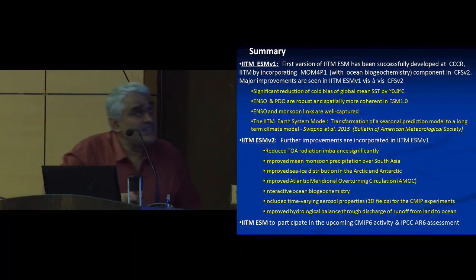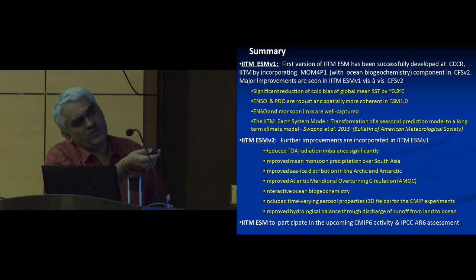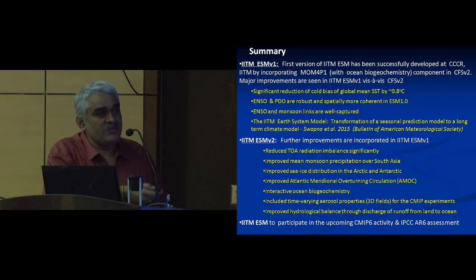So in summary, what I want to say is the first version of the IITM ESM2 was developed at the Center for Climate Change Research in IITM by incorporating the MOM4P1 with biogeochemistry. After that, some of the improvements that we saw were the reduction in the cold SST biases. The ENSO and PDO are very robust and spatially more coherent. ENSO monsoon teleconnections are well captured. This was the first step in transforming a seasonal prediction model to a climate model, which was published.